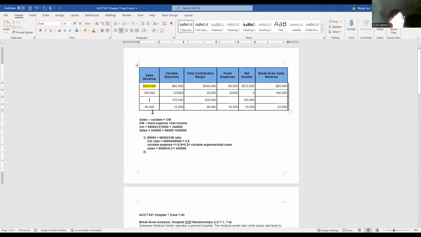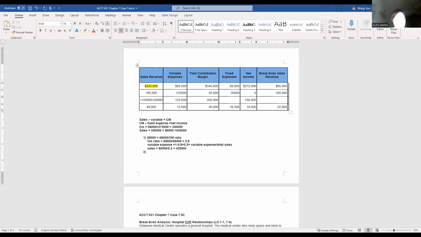That's right. So this one equals, because I know the variable expense and I know the contribution margin, I will be able to calculate my sales revenue. It's just the addition of those two numbers. So if I have it, how much? 328. Then again, the sales revenue is done.